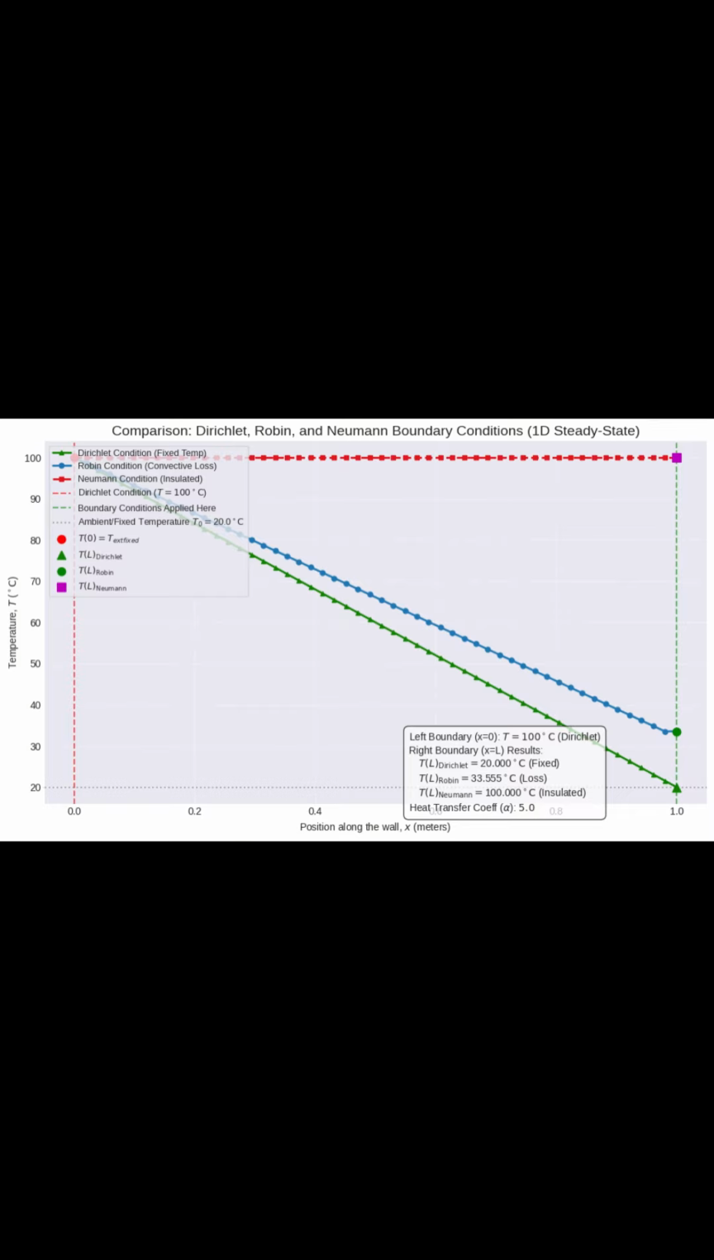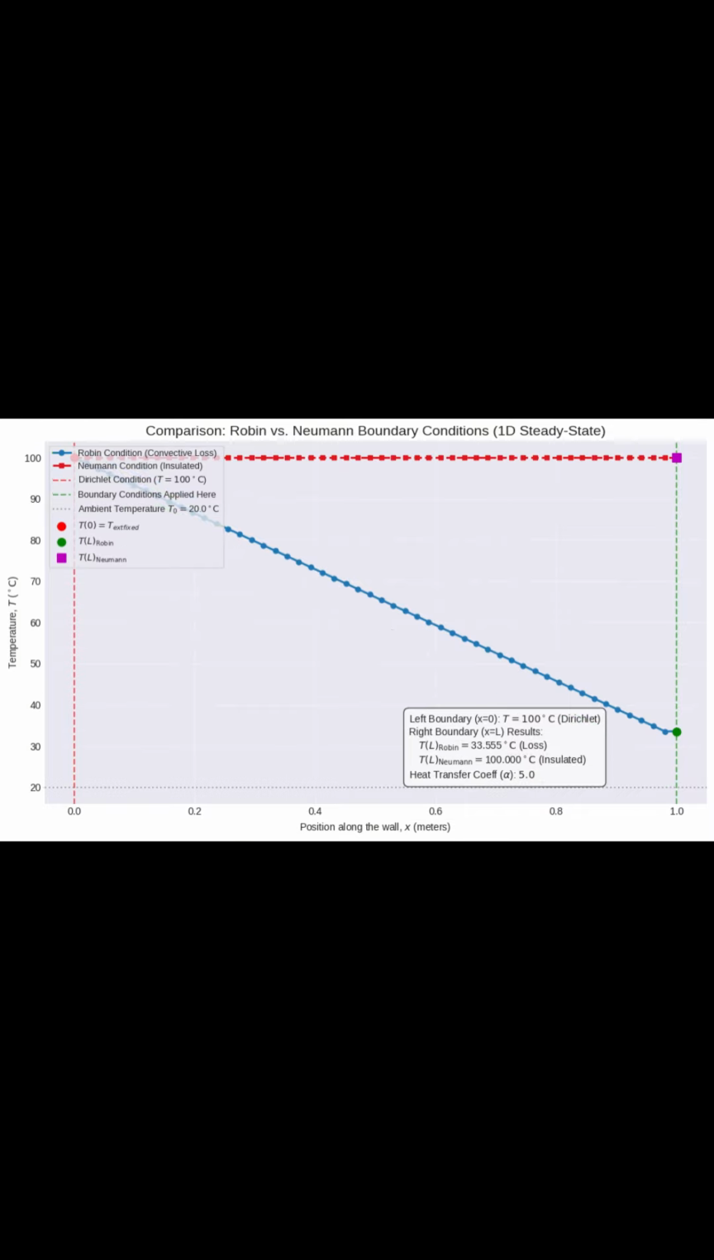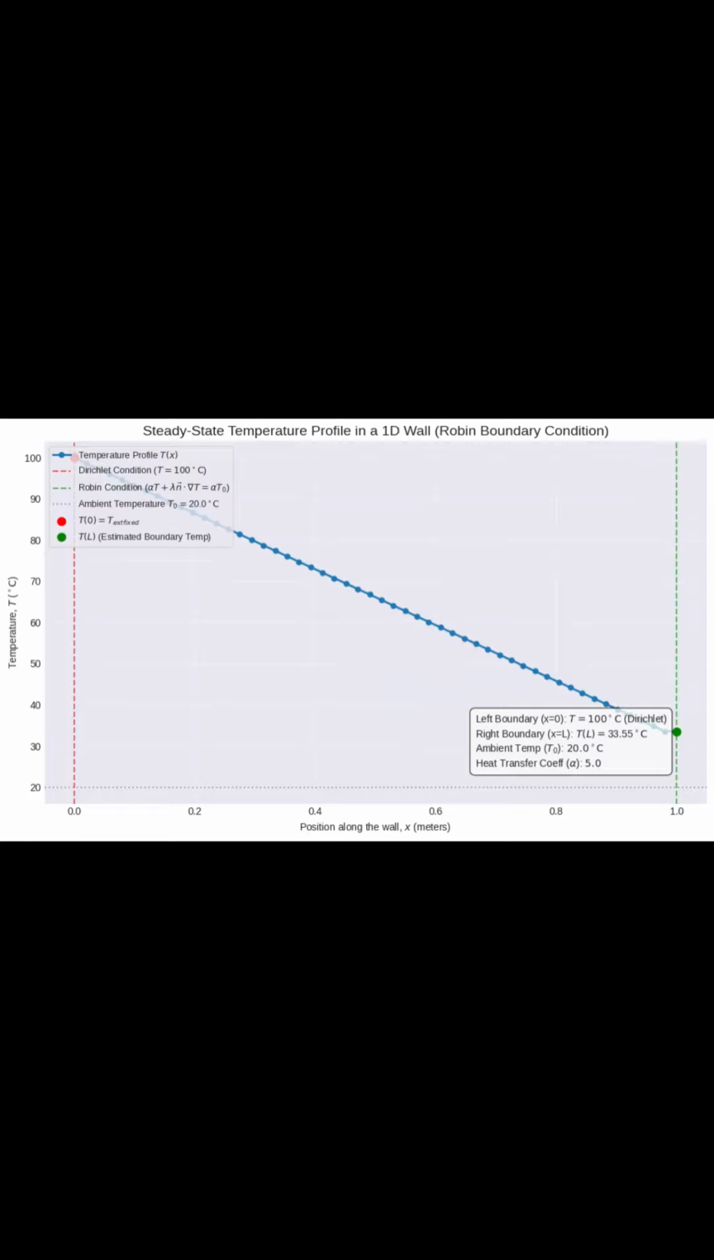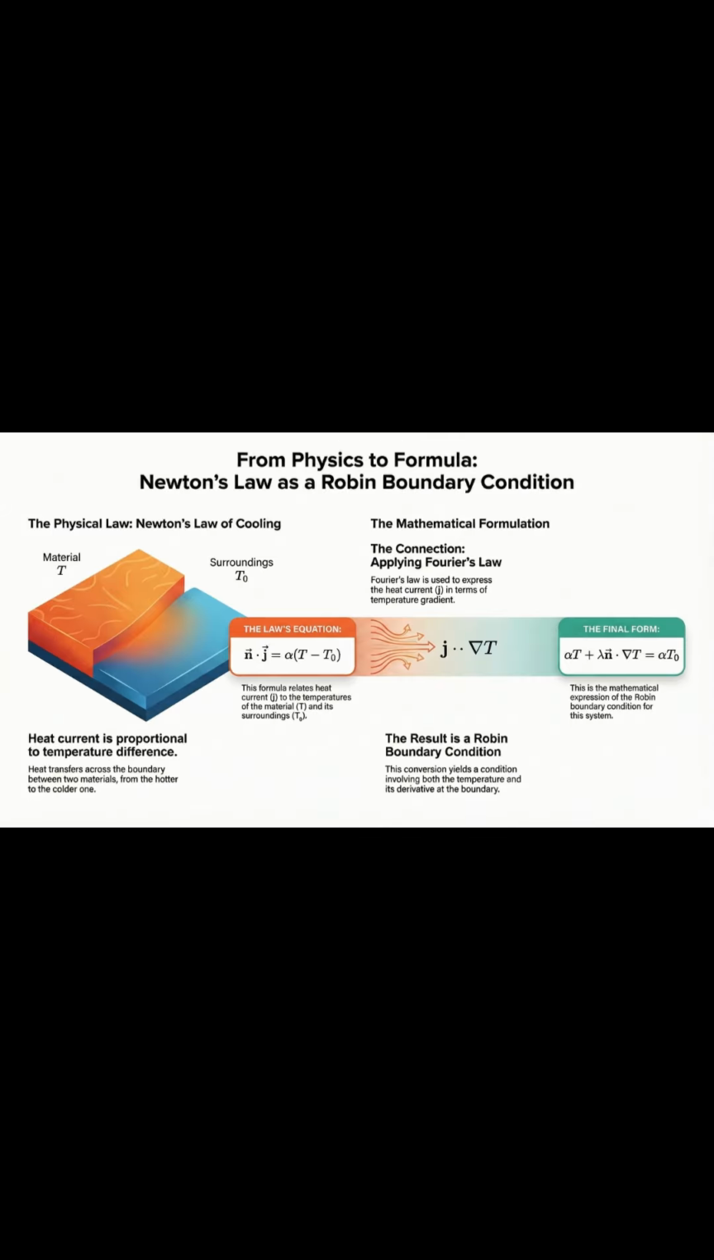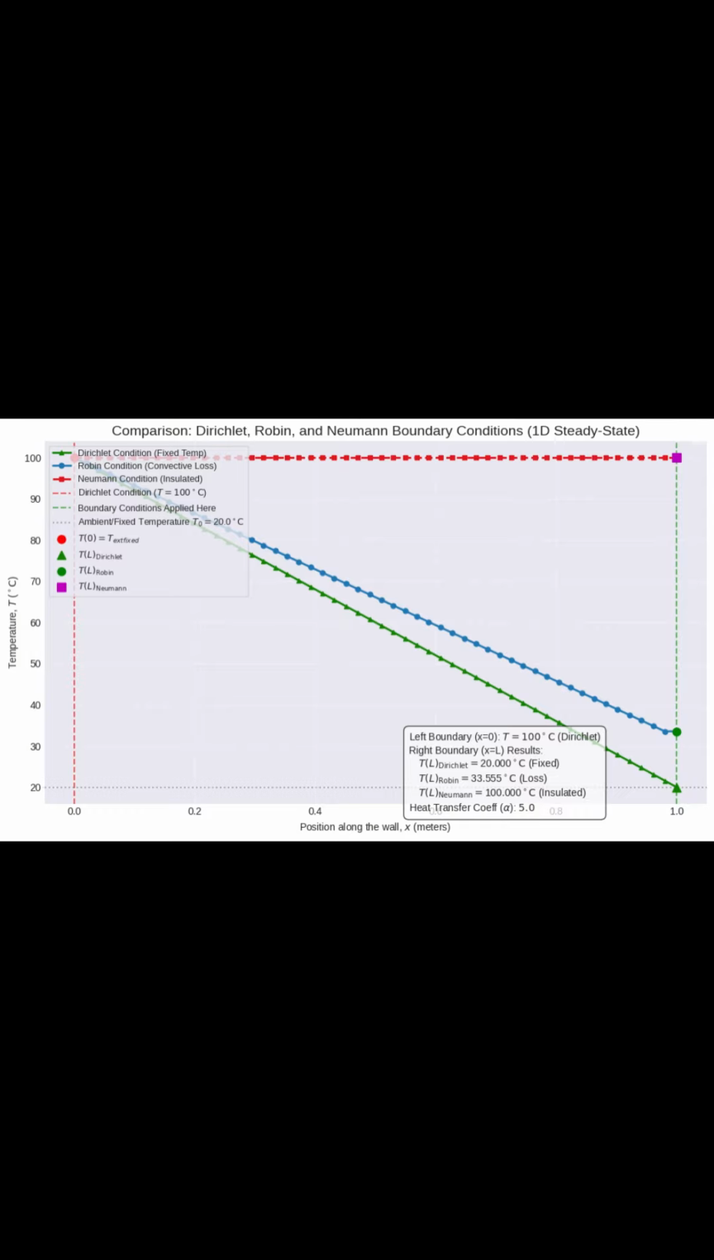surface temperature and the temperature gradient. And that gradient, that's just a fancy term for how steep the heat drop is right at the boundary. So the heat flow depends on both how hot the material is and how fast that heat is trying to escape. Finally, the real magic here is that Robin gives you a realistic, middle-of-the-road result.